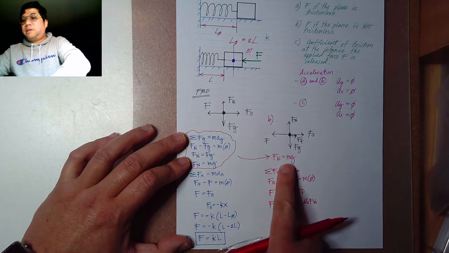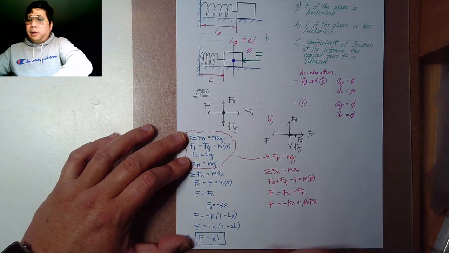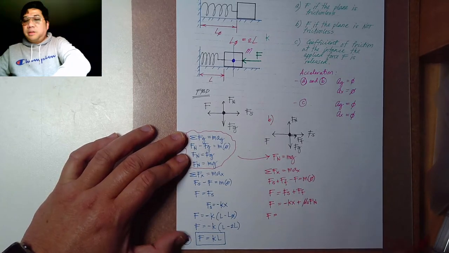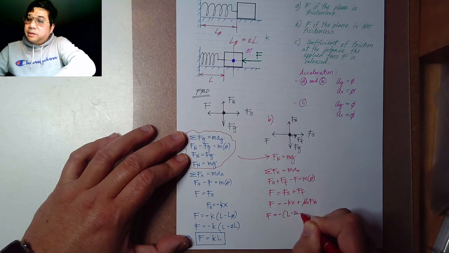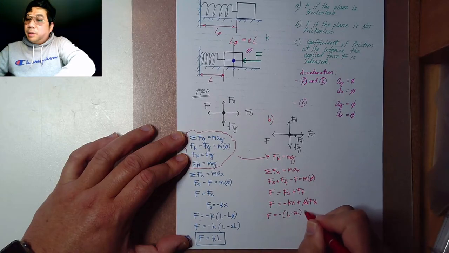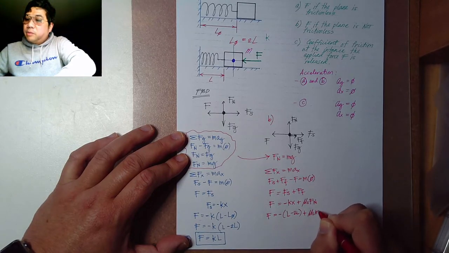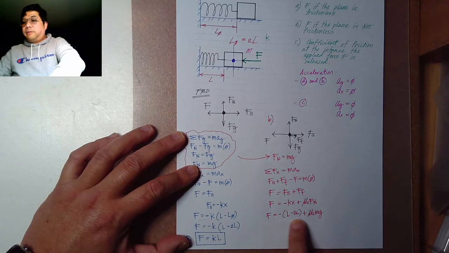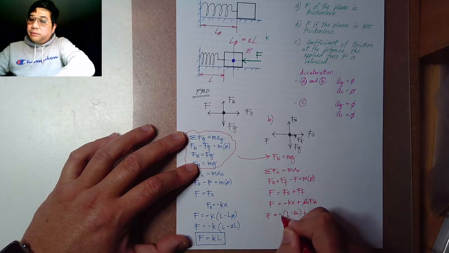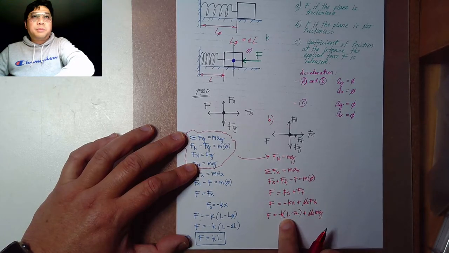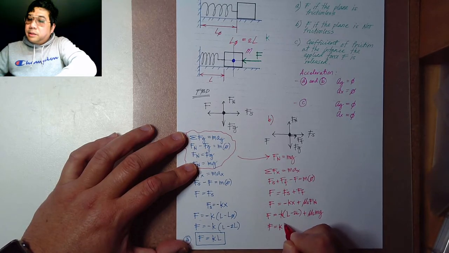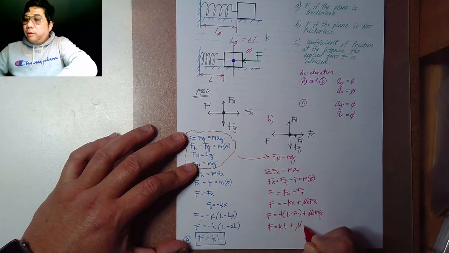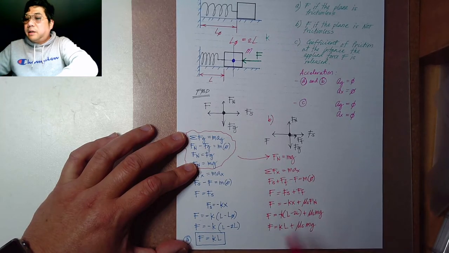But we know that normal force is m times g. So we'll plug it in. So we'll see our solution. And that is negative, negative. So we all know that that is L minus 2L, just like what we did here, plus mu_s m times g. Negative cancels out, so now it's going to turn into positive. And don't forget about the k. Okay, so I almost missed the k. So we have F is simply k times L plus the coefficient of static friction multiplied by mass and g.